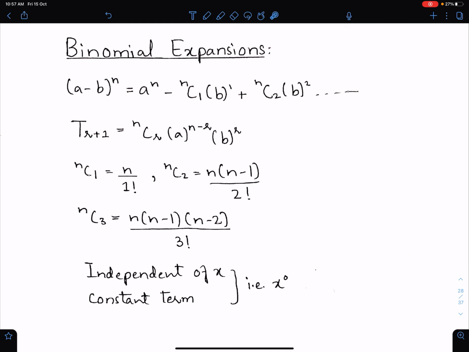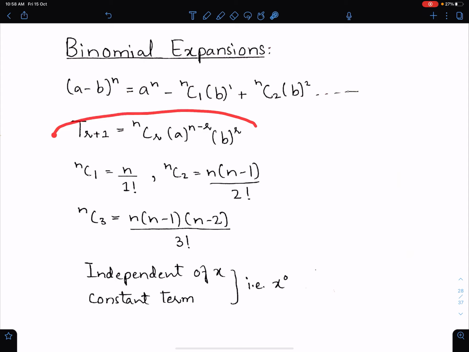Binomial expansions. Well, this is very important. When we have a negative sign here, then we expand the expansion with alternate signs, and we do not consider this negative with the second term here. We take the second term positive. So while using the theorem, we handle this sign by expanding the expansion with alternate signs.